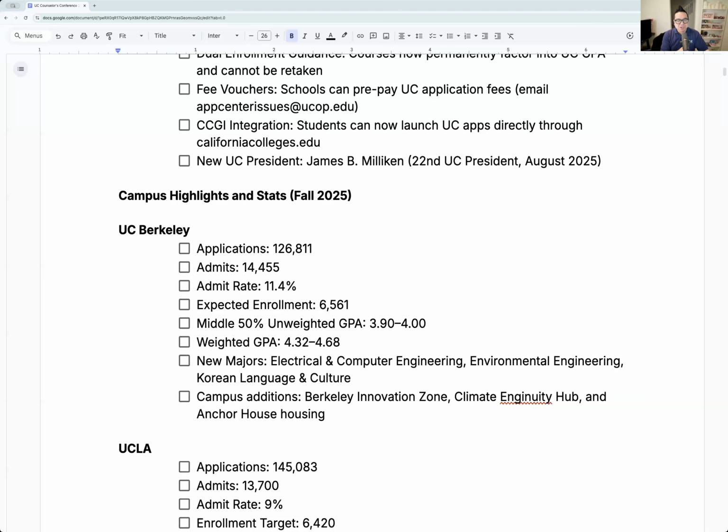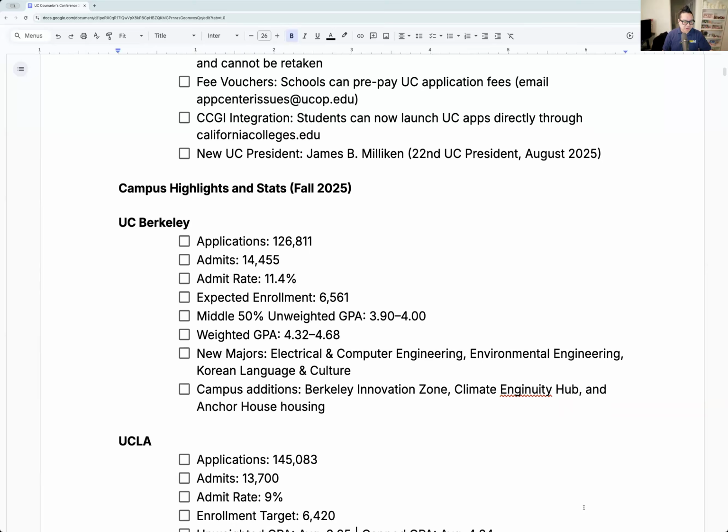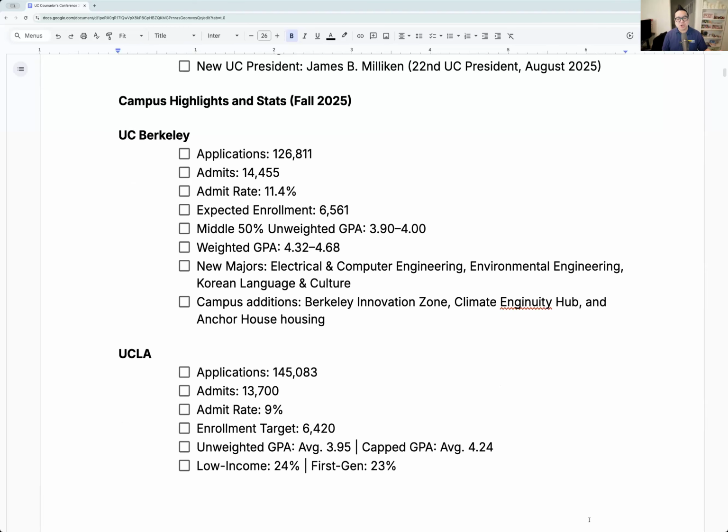So Berkeley, 130,000 apps last year. Holy moly, right? Only 14,000 got in. You see the admit rate is 11% over here. They are introducing new majors: electrical and computer engineering, environmental engineering, and Korean language.